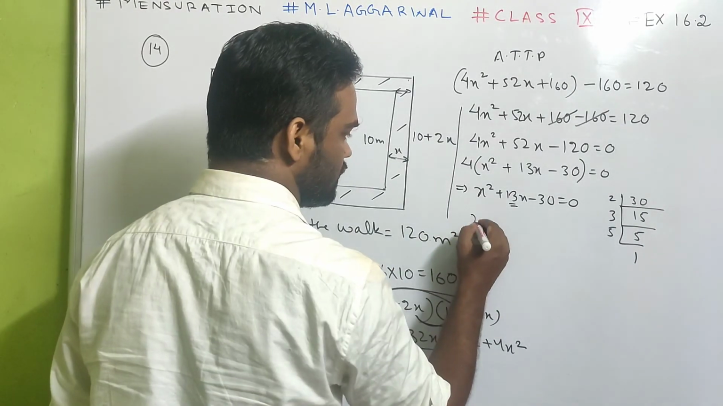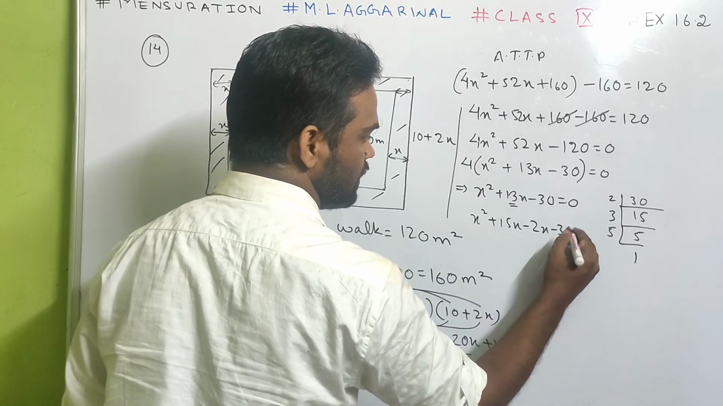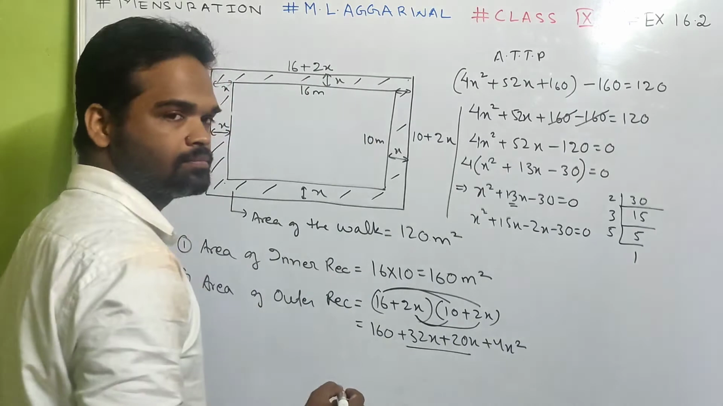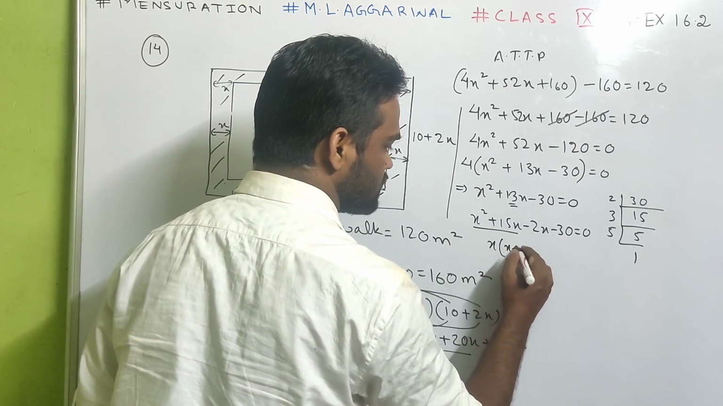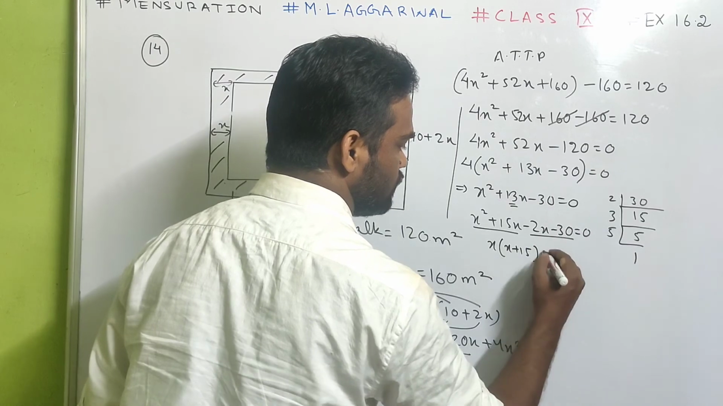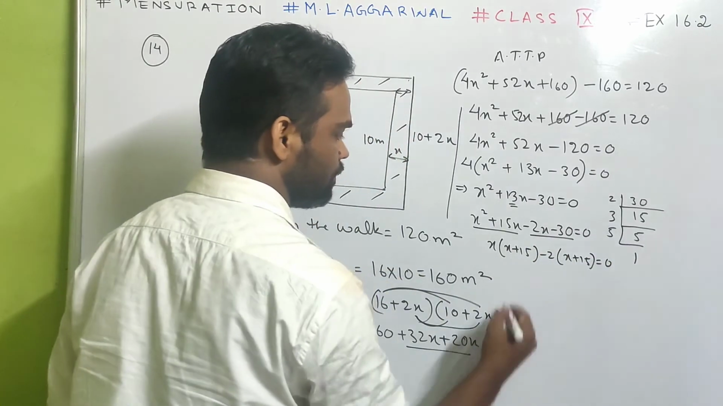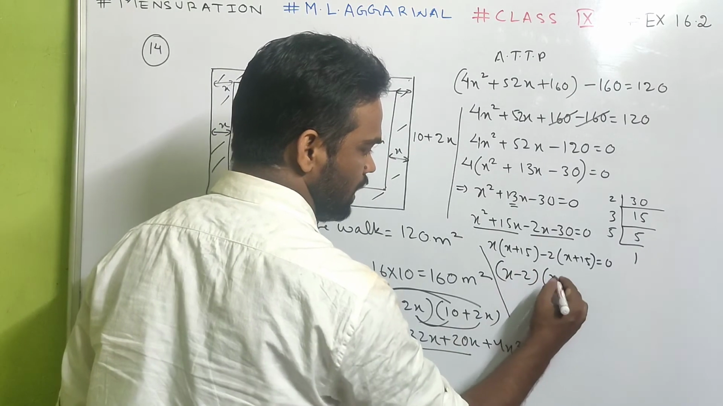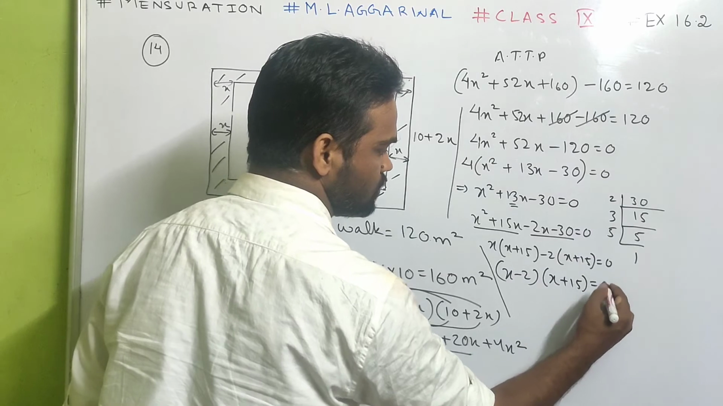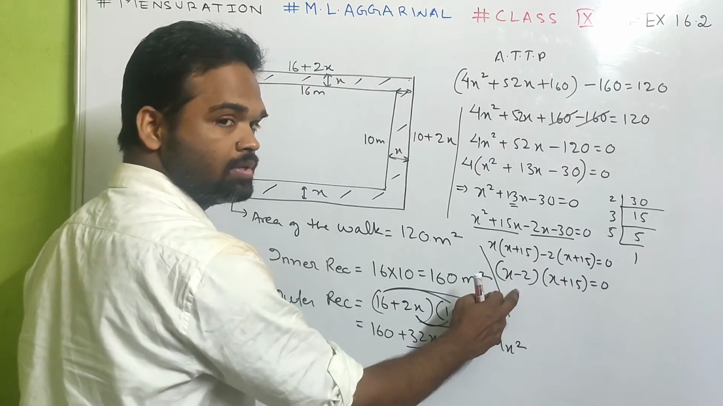So can we write x square plus 15x minus 2x minus 30 equals 0? Middle term factorization. You take x common, so x plus 15. Over here you take minus 2 common, x plus 15 equals 0. So it becomes x minus 2, x plus 15 equals 0. x plus 15 common, so x minus 2 is left.